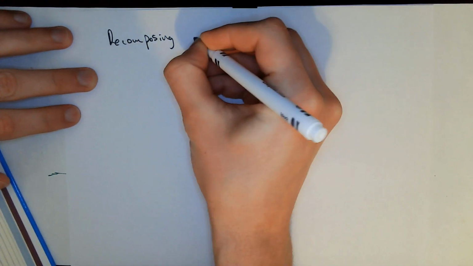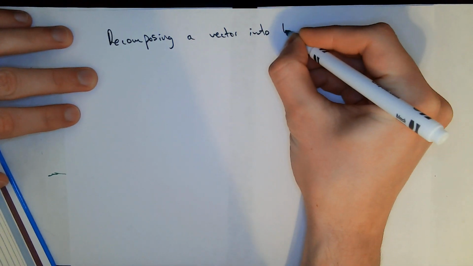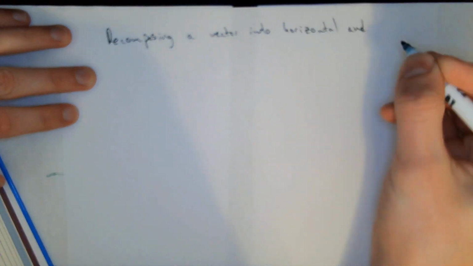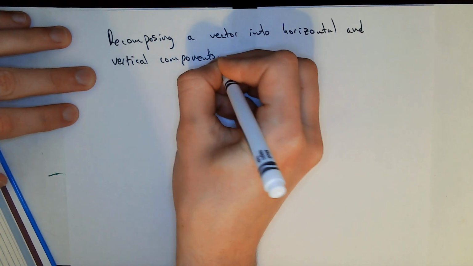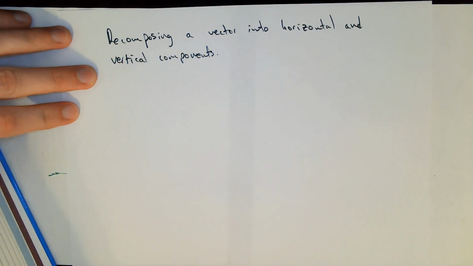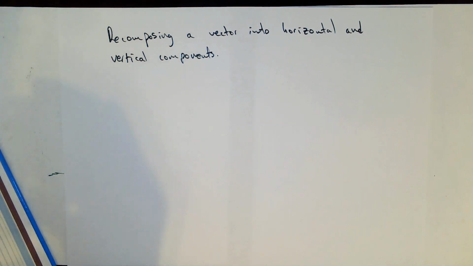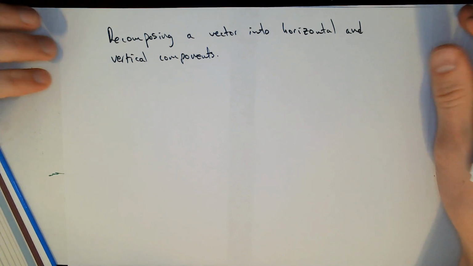So I want to look at decomposing a vector into horizontal and vertical components. This technique is going to be like the bread and butter of any physics problems or engineering or applied math, well, physics being the main one, I suppose. One of the bread and butter techniques that you have in your physics classes if you have to take physics.